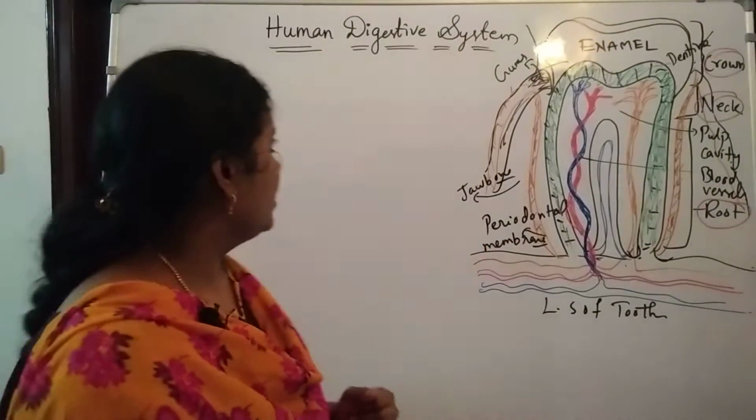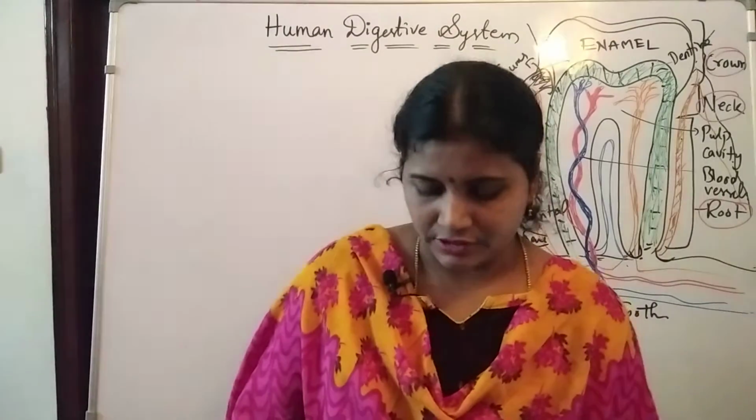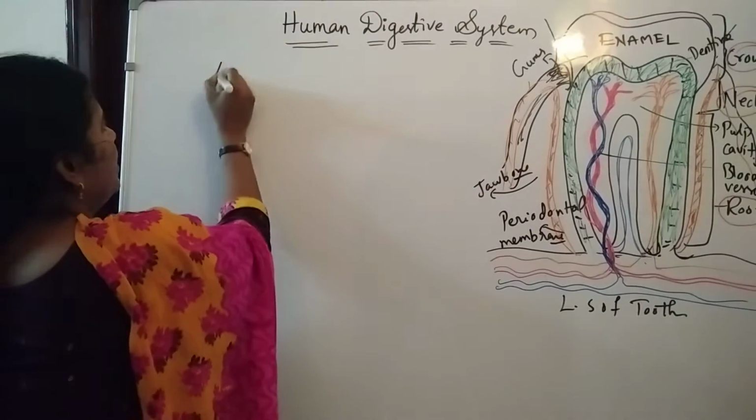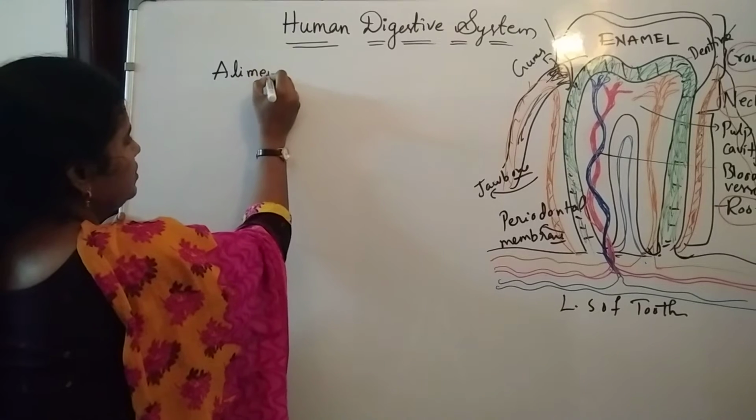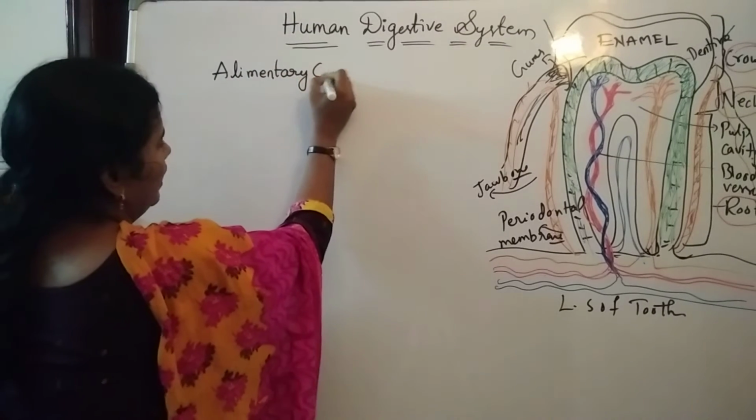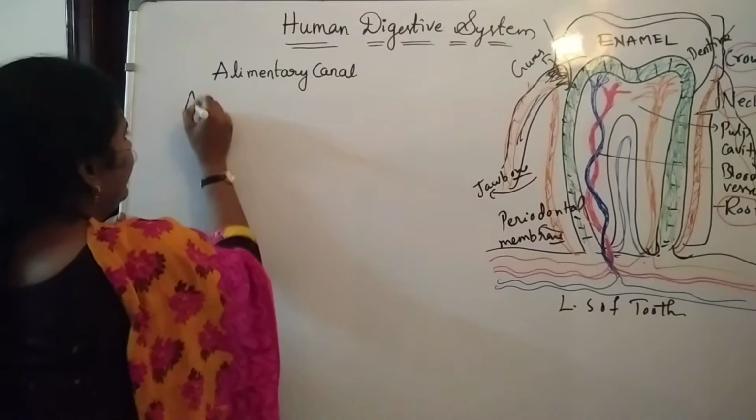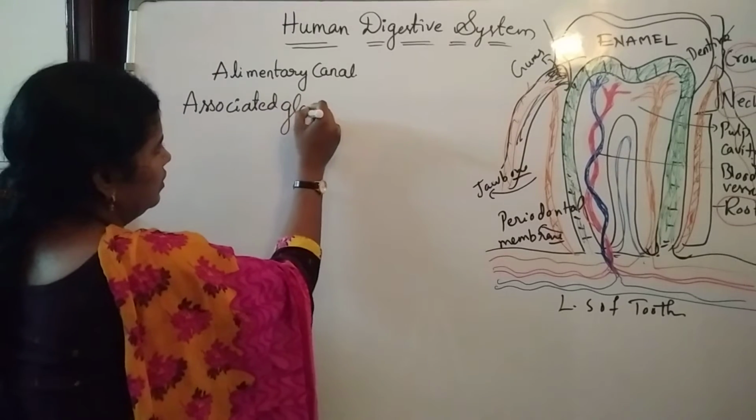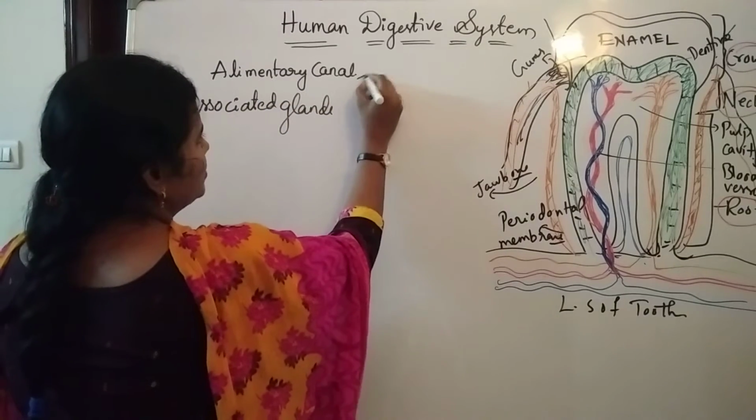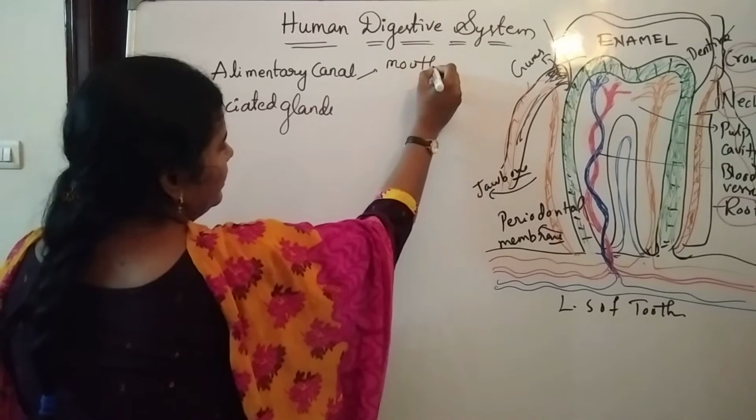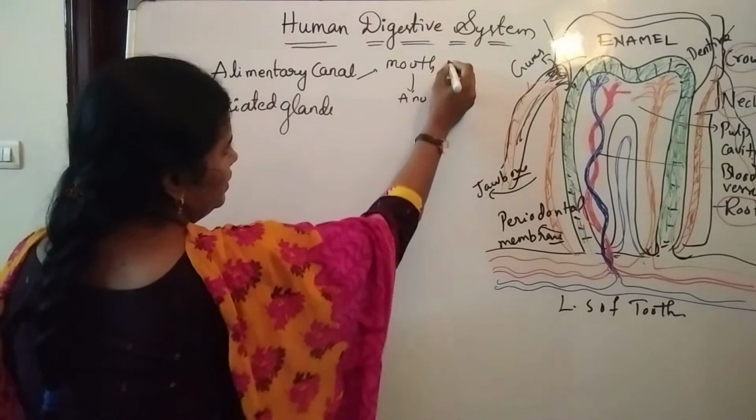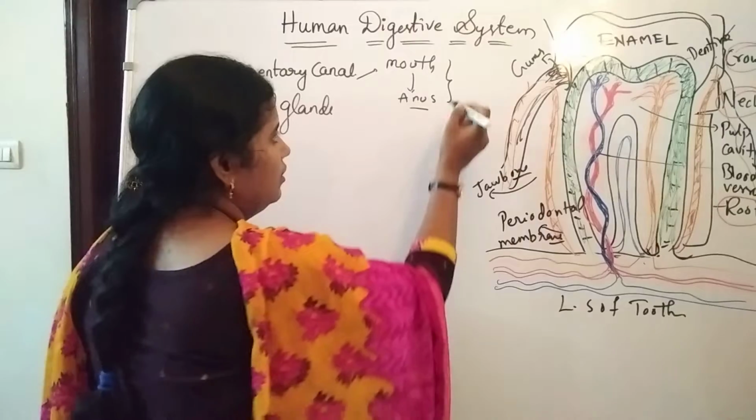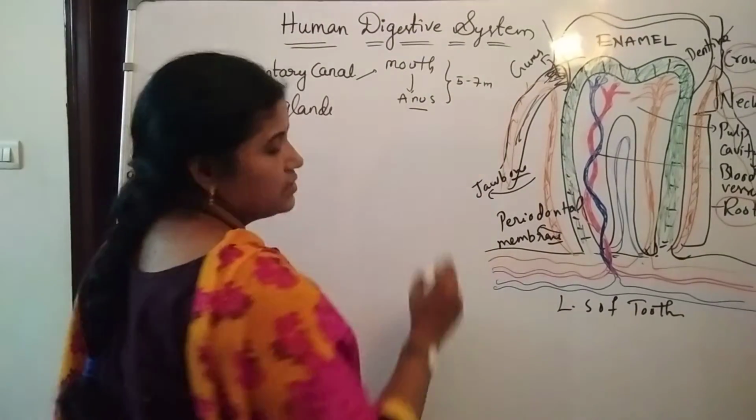So the human digestive system is going to start with the alimentary canal and associated glands. The alimentary canal starts with the mouth and ends with the anus. So the mouth is the beginning part and the anus will be the ending part. This distance is around 5 to 7 meters.